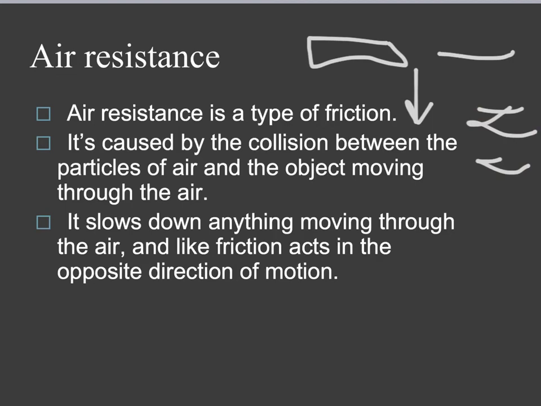But air resistance is actually a collision, or the hitting of the particles of the air and the object moving through the air. That's why all the particles of air can affect the piece of paper. The piece of paper is so light that those little forces add up. Whereas with the book, the force of gravity is so strong on it and it's so solid that even though those particles are hitting it, it doesn't really change its motion that much. But what air resistance does is slow down anything moving through the air. And this acts like friction, and it acts in the opposite direction of motion. So let's look at some examples.